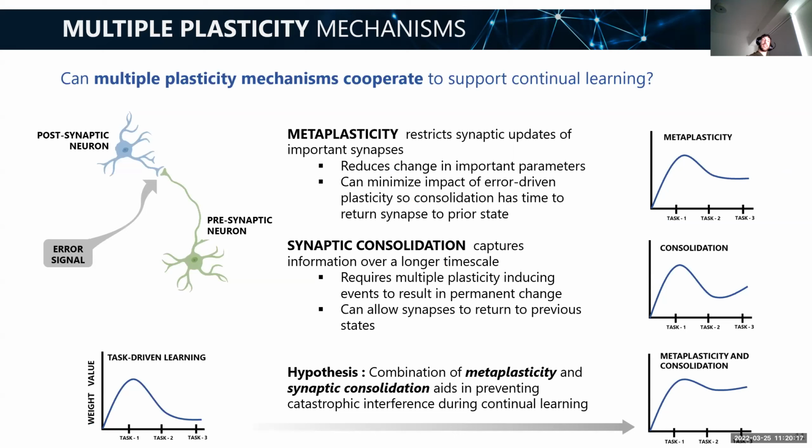So by combining these, we get a much better performance at continual learning than either one by themselves. And we'll show that with more specific values later. But at the high level, the thought process driving this approach in our mind was, how do these mechanisms cooperate and why are they needed? Why can't we just do one or the other? And so our hypothesis was that metaplasticity is going to restrict the updates of important synapses.